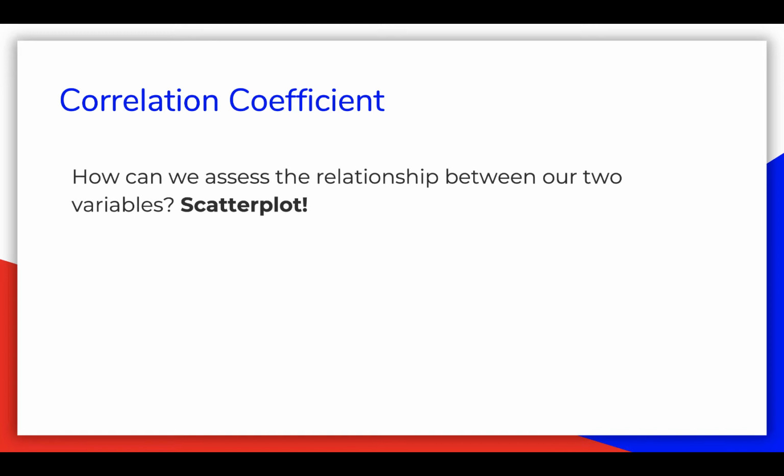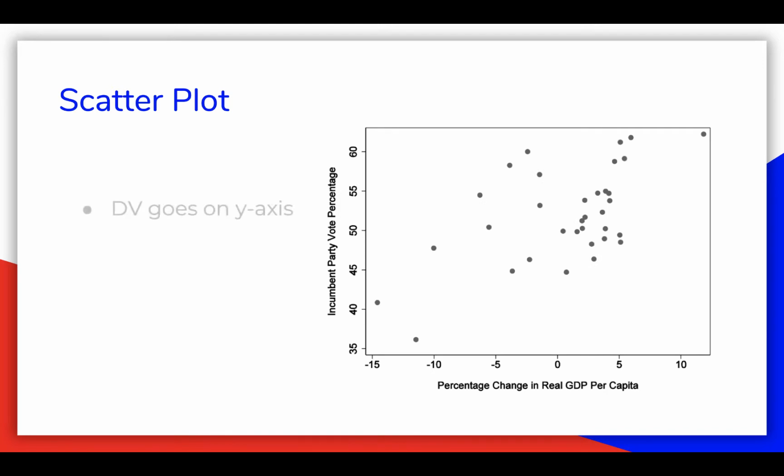We could look at a scatter plot. So here is an example. The dependent variable, which is the incumbent party vote percentage, is along the y-axis. The dependent variable almost always goes along the y-axis, and along the x-axis is our independent variable, which is percentage change in GDP per capita. And you could perhaps say that there is a positive relationship between these two variables. You can see that it sort of moves in a positive way, but this is just me eyeballing it. We don't know for sure that this is true. This is just me looking at the data and guessing, essentially.